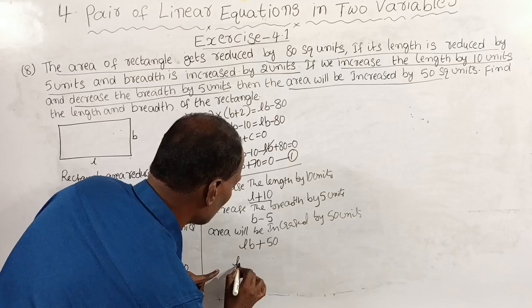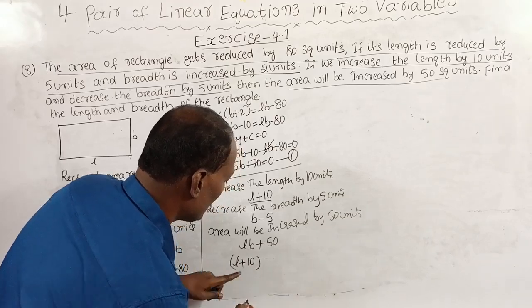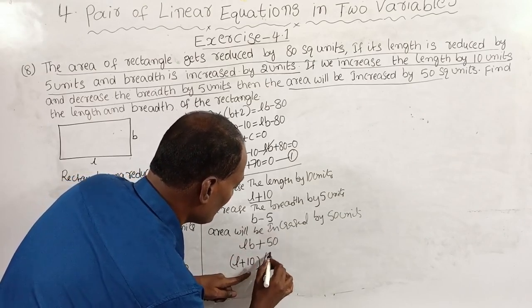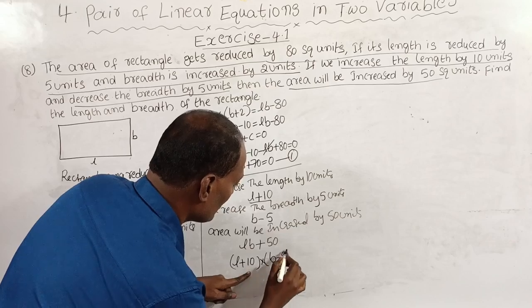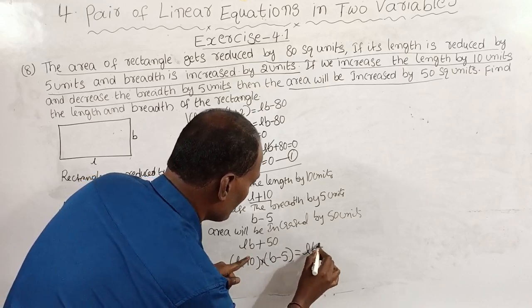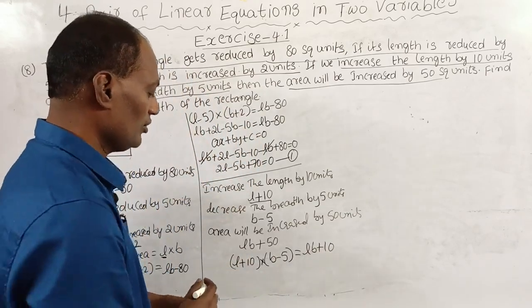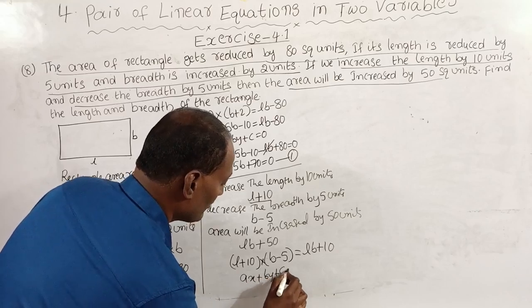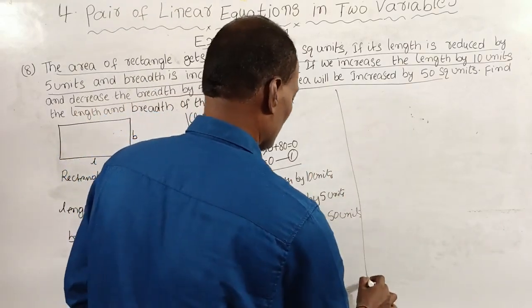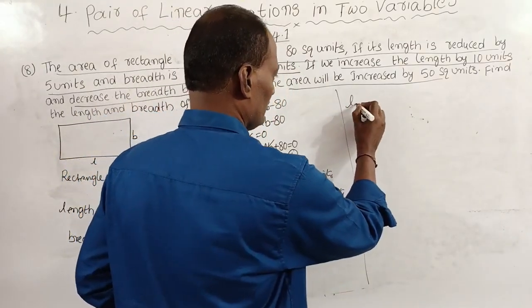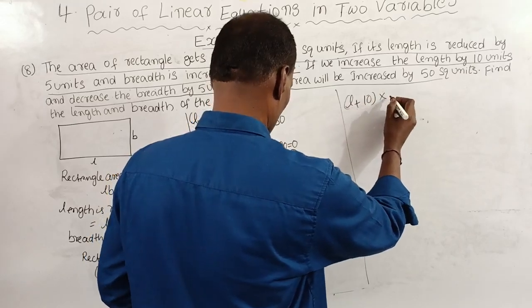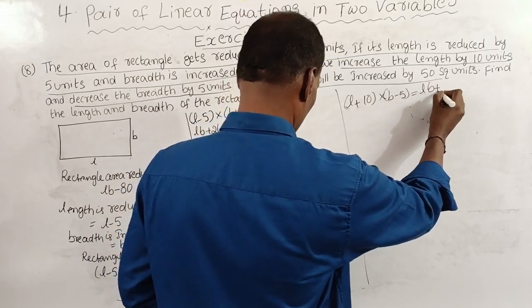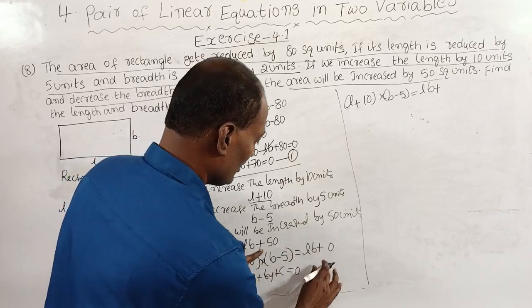What is L plus 10 into L, the total? L plus 10 into B minus 5 equal to LB plus 50. This one we have to make in the form of ax plus by plus c equal to 0. Now see, L plus 10 into B minus 5 equal to LB plus, here 50, not 10.